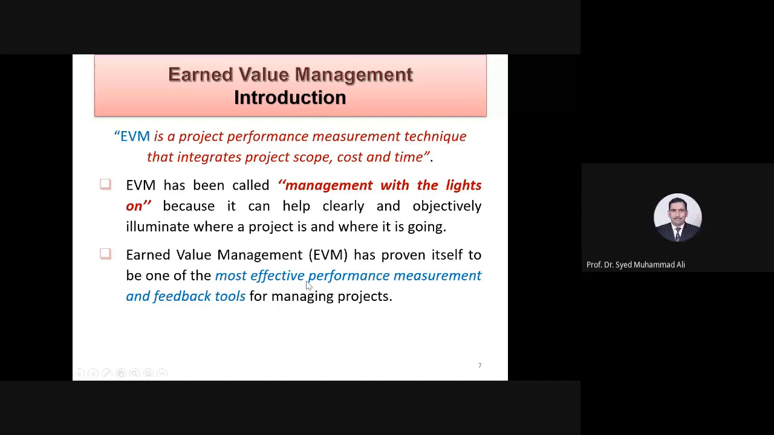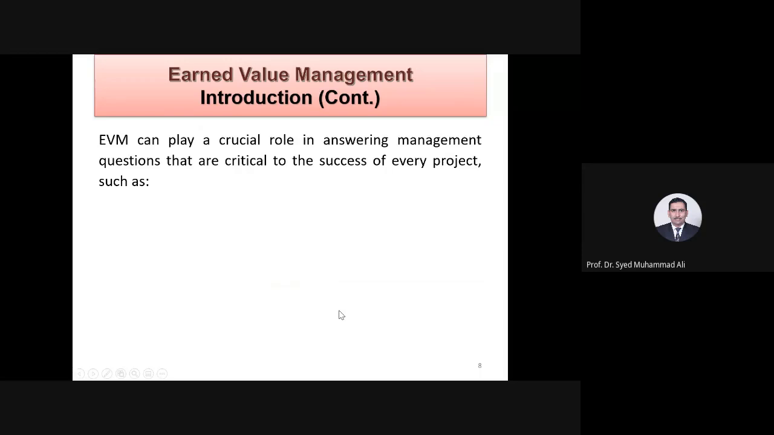So earned value management has proven itself to be one of the most effective performance measurement and feedback tools for managing projects. One of the very effective tools. EVM can play a crucial role in answering management questions that are critical to the success of every project.